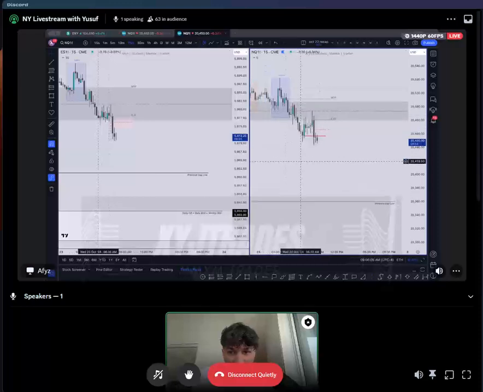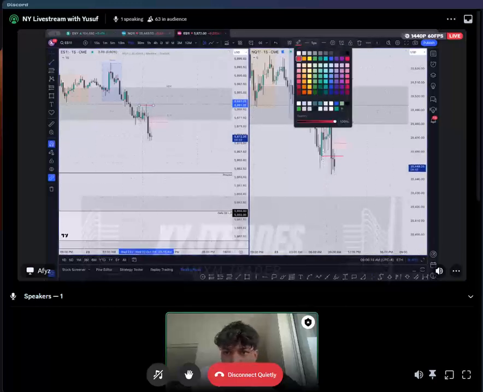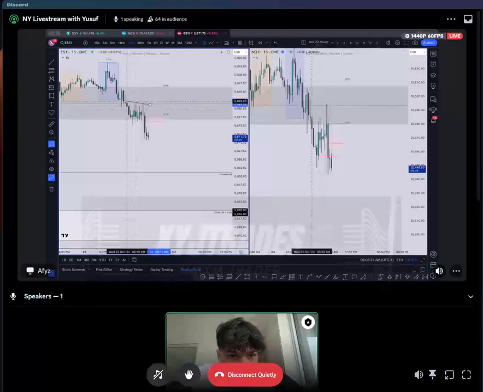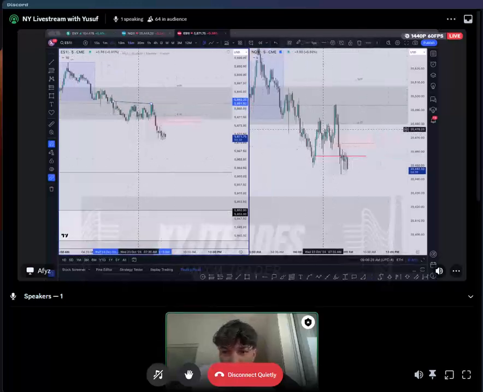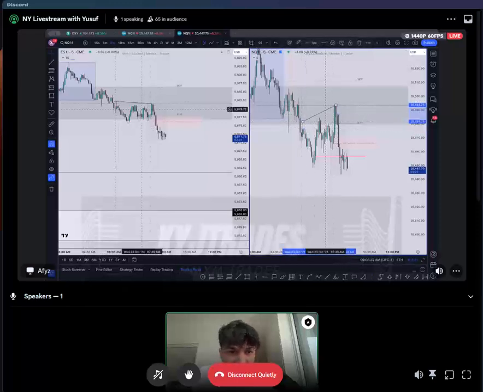We want to see if we form any short-term divergences with this leg. As you can see, we do not form any short-term divergences because both indices come in and sweep out this high. Now we may form a divergence above this high right here, which is going to be a 5-minute divergence, contained within that hourly order block.